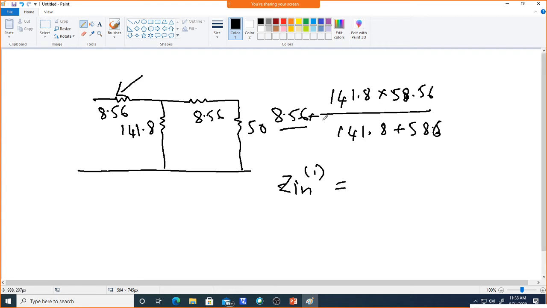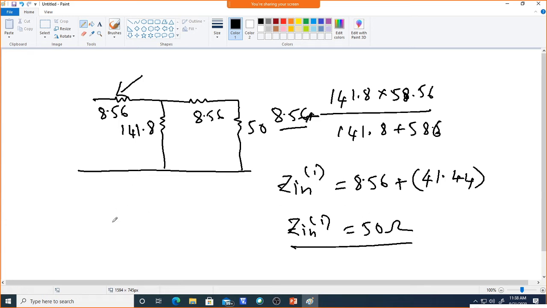So just calculate how much it will come, which is 8.56 plus the value. Maybe this comes around 41.44, you can calculate later. So now that Zin value will be equal to 50. Now what is S11 or gamma 1, which is defined here as Zin minus Z0 divided by Zin plus Z0.